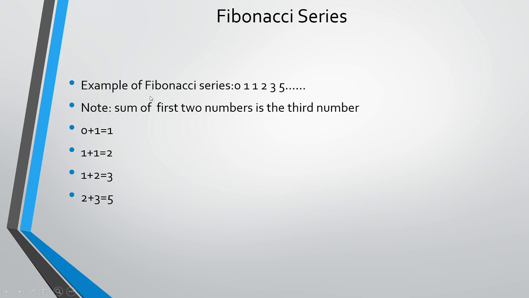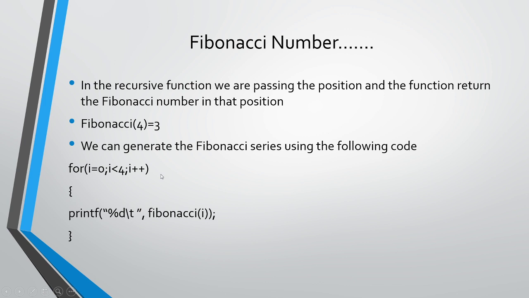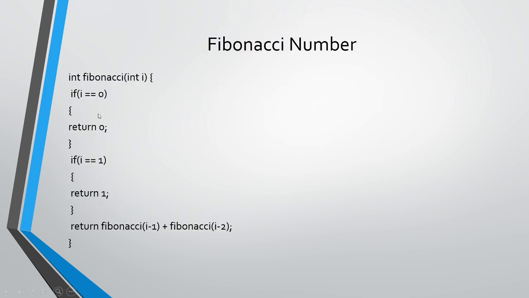So we want to generate the Fibonacci series. So 0 plus 1 will be 1, 1 plus 1 will be 2, 1 plus 2 will be 3, 2 plus 3 will be 5. Like that the series should be performed. The first two numbers are constant, the remaining numbers we want to calculate. Okay, so let's see the example.